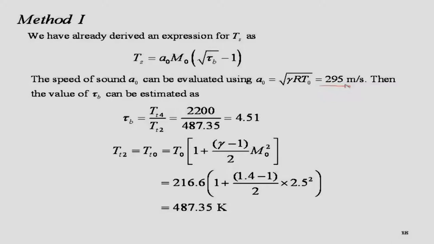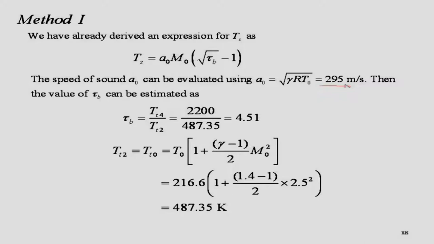If you look at the specific thrust, then we need to find out tau b. Tau b, by definition, is Tt4 by Tt2. We know Tt4, that is 2200 Kelvin, which is given, and we need to find out Tt2. So how will we find Tt2? Tt2 is equal to Tt0, which is T0 into 1 plus gamma minus 1 divided by 2 M0 square. We'll substitute these values; T0 is given from the altitude, 216.6 Kelvin. When you substitute the values, we get 487.37 Kelvin.